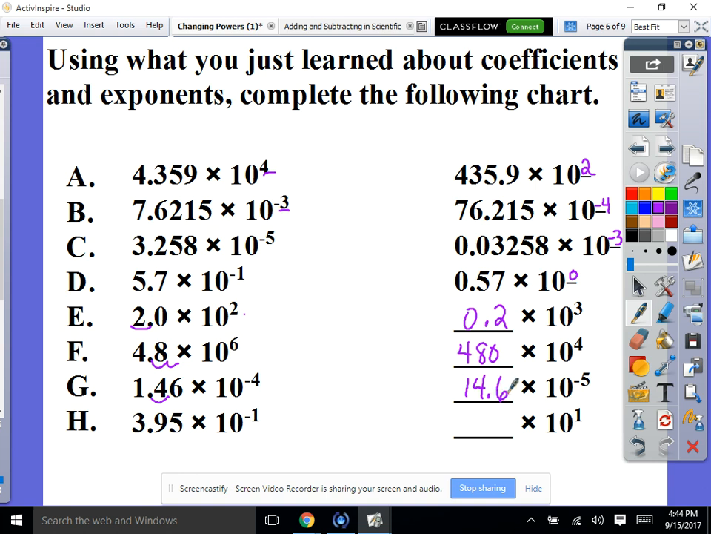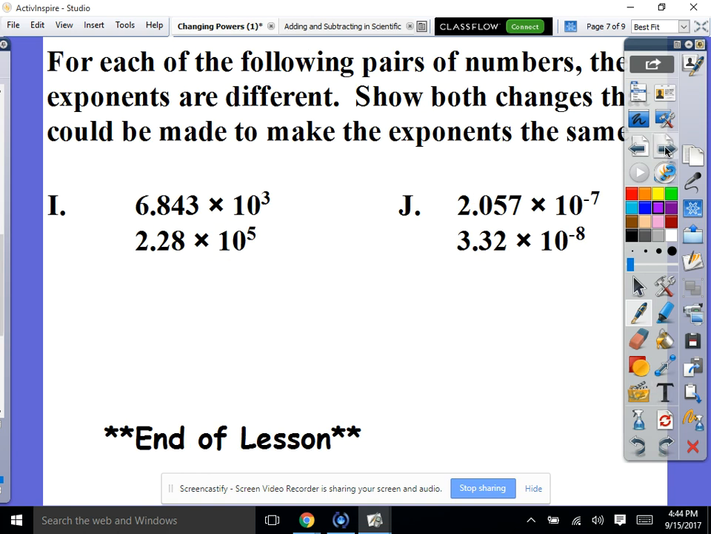And finally, 3.95 times 10 to the -1, and we're going to change it to 10 to the 1st. That's actually a difference of 2. We're making our exponent 2 bigger, so we'll need to make our coefficient 2 smaller. For each of the following pairs of numbers, the exponents are different. Show both changes that could be made to make the exponents the same.